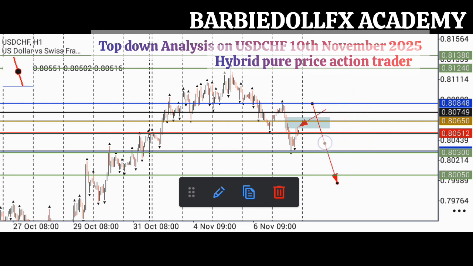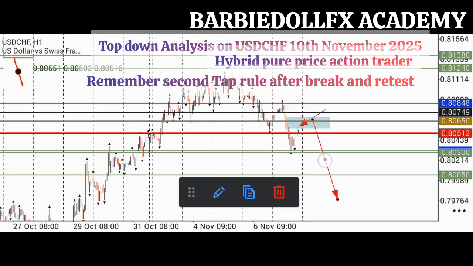It's not when it breaks here, you now jump in. No, you don't just jump in. Even if it breaks this low, you don't jump in. You wait for second tap. There's this thing I taught my students. Second tap. When price breaks, it always breaks with a high momentum. If it breaks down with a high momentum, there's a possibility that no matter how low it goes, it will come back and retest. That retest is where your entry is coming from.